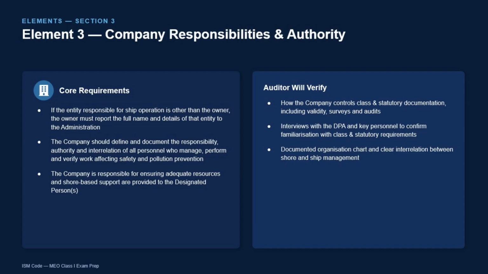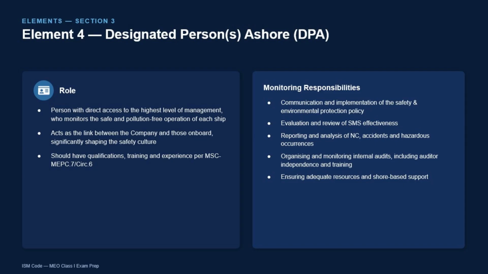The company must provide sufficient resources and shore support to the designated person ashore. During audits, the auditor verifies organizational charts, statutory certificates, class documentation, and interviews responsible personnel to ensure that everyone understands their duties. Slide 15, Element 5, Designated Person Ashore.